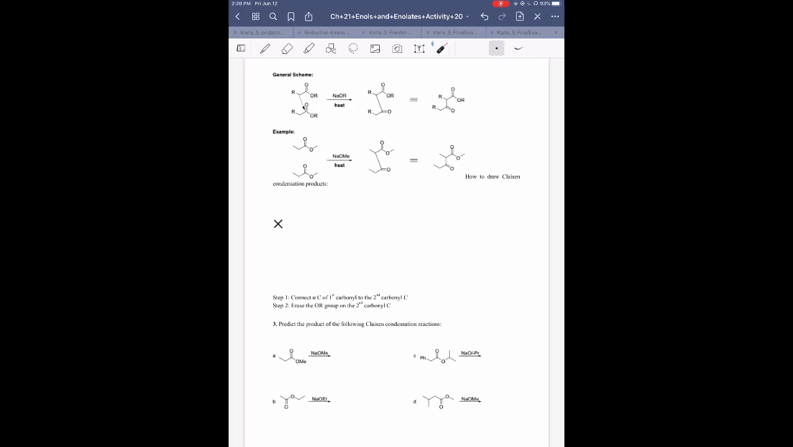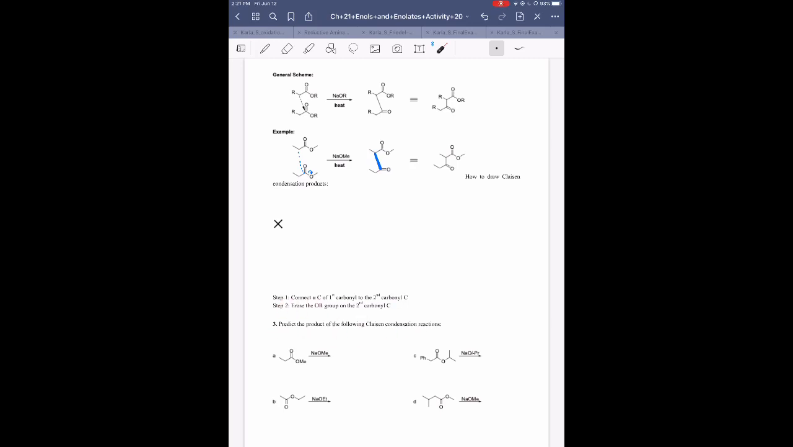As we see on this page, we're doing the general schema of the Claisen condensation. So we know that the alpha carbon has to attack the carbon on the carbonyl atom, and then we kick out the OR group. As we see in the example, we create a single bond and we kick out the OR group. It also shows us how to do it, step 1 and step 2 down there.